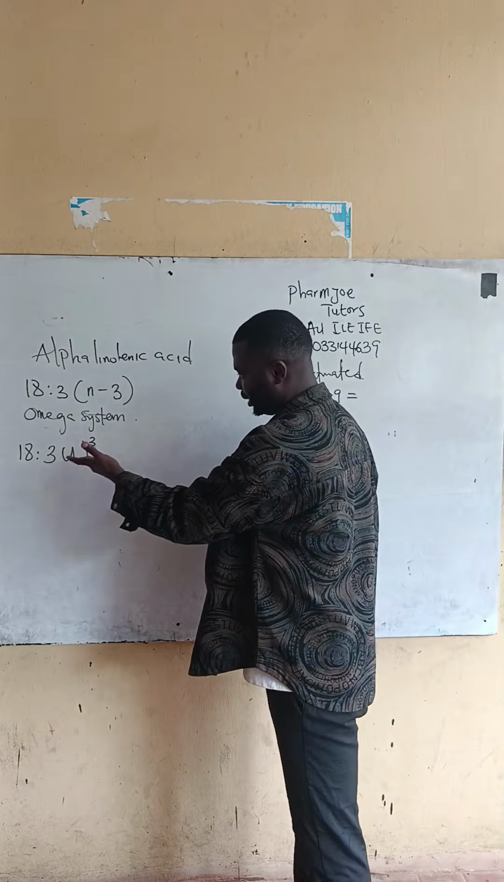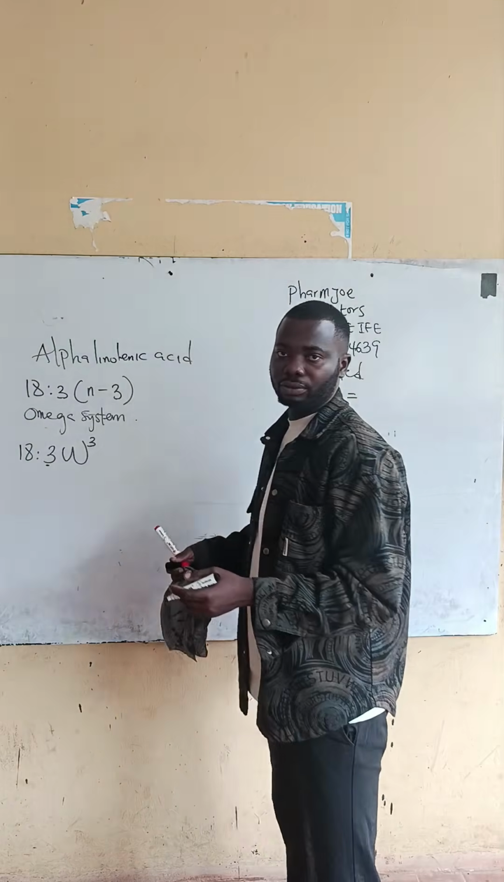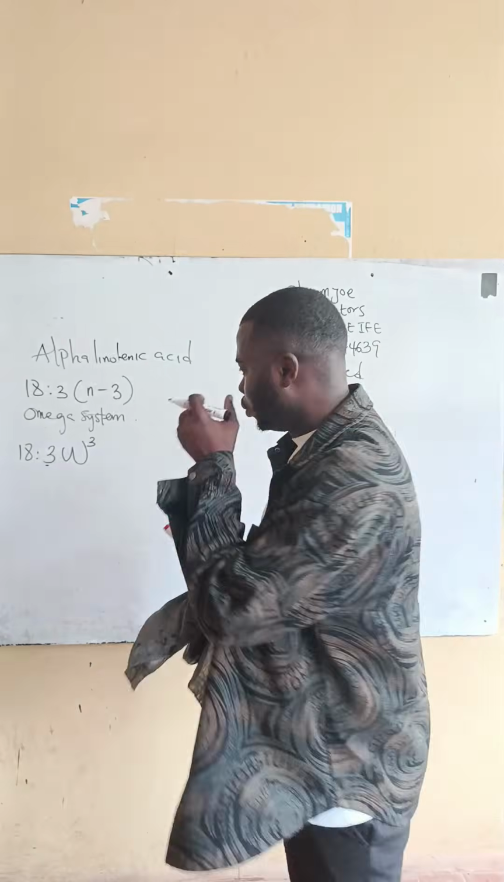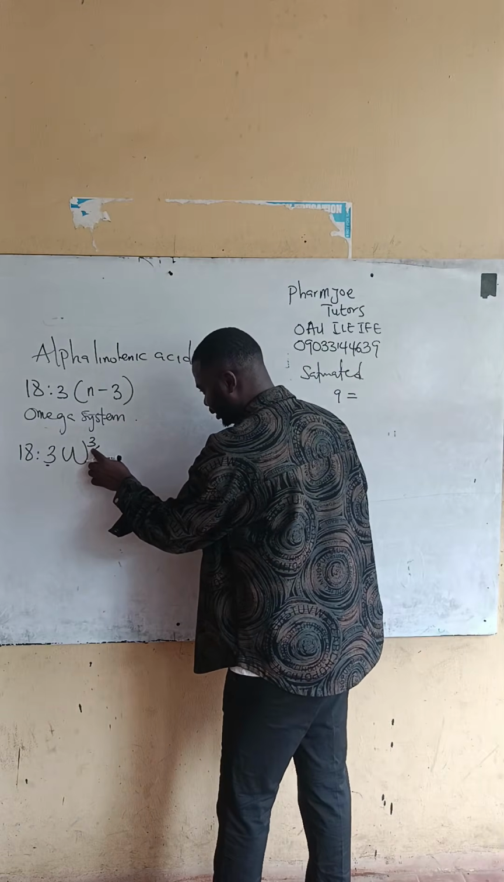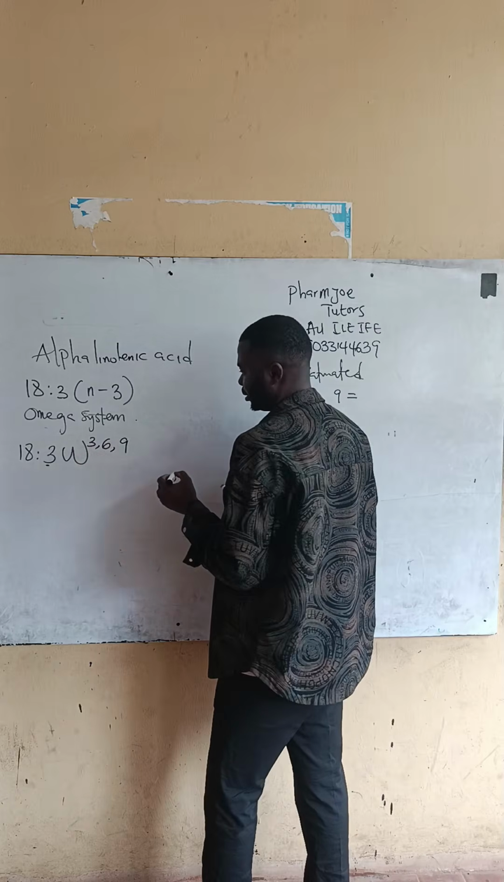But they can write like this. But to complete it, how many double bonds do we have? We have 3 double bonds. And I said all double bonds are always 3 carbons away from each other. So I'm to indicate all the positions. If the first one is in 3, the second one will be in 6, and the next one will be in 9.